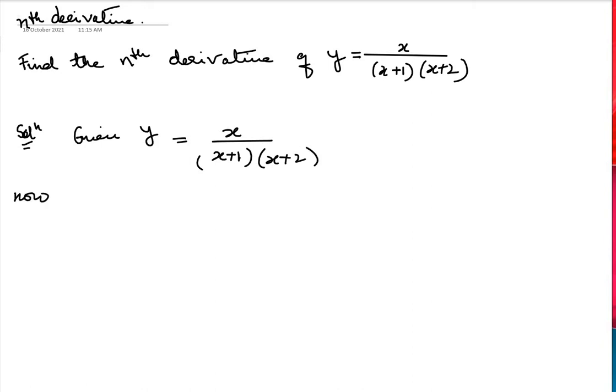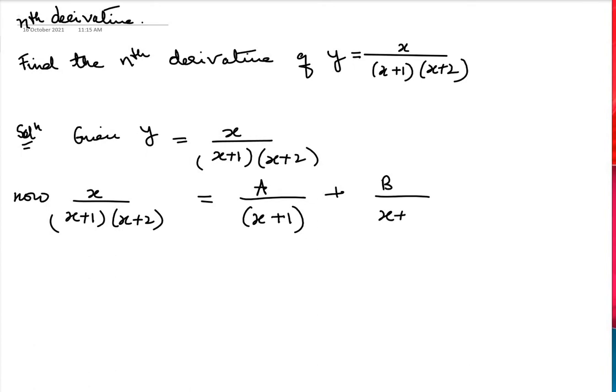Now, this x by x plus 1 into x plus 2 can be written, by the method of partial fractions, as a times divided. There are two factors in the denominator, so I can write a upon x plus 1, the first one, plus b upon x plus 2. So we have to evaluate the values of a and b in order to find the nth derivative of this function separately, and then after that we can combine it.